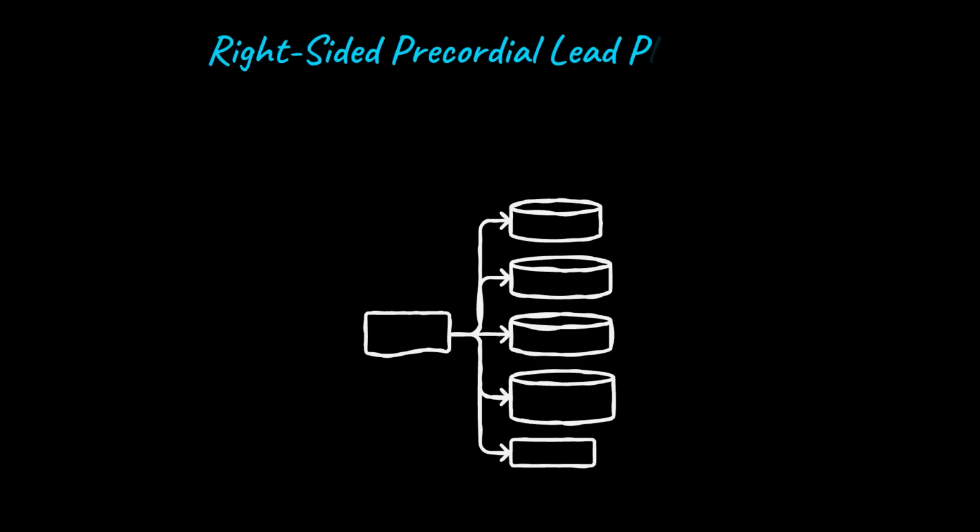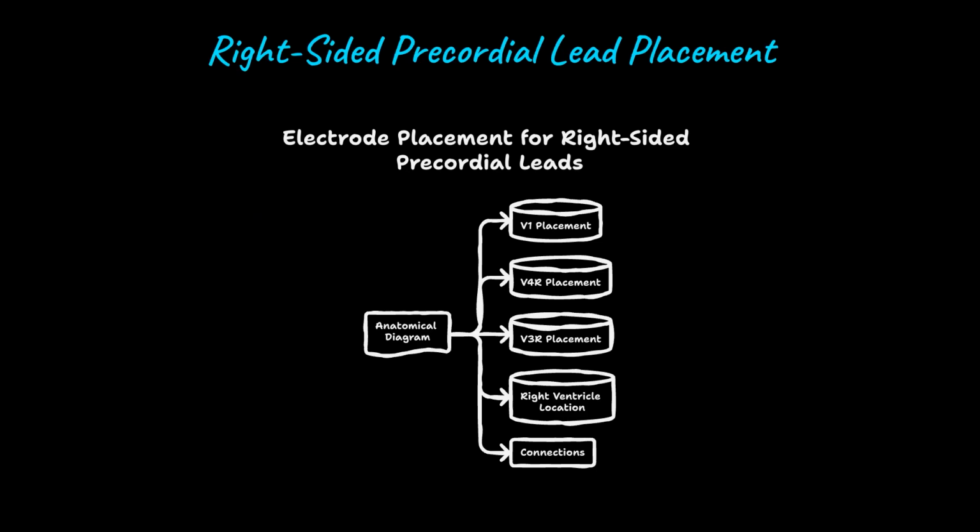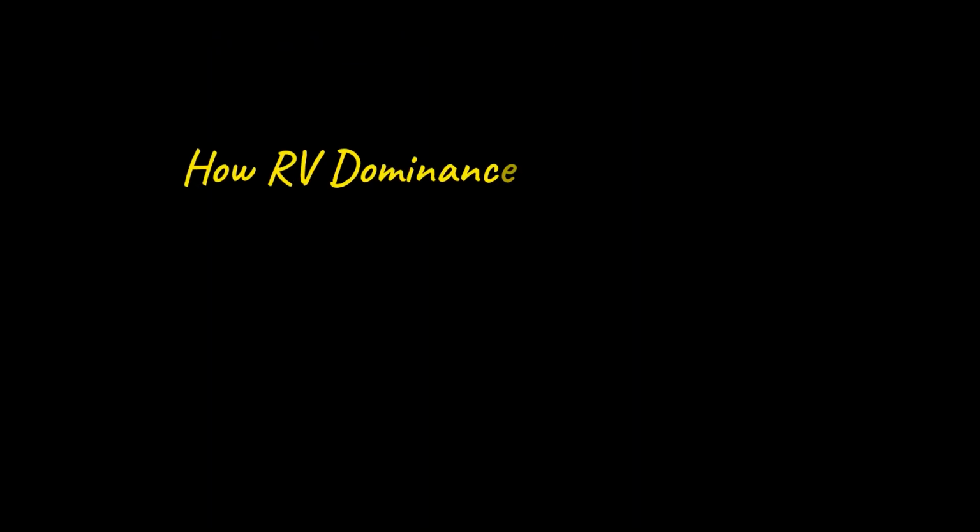Placement mirrors the left-sided precordial geometry. V4R sits in the fifth intercostal space at the right mid-clavicular line, the exact mirror image of V4. V3R falls halfway between V1 and V4. The same horizontal reference level used for the standard leads applies on the right side, so the additional leads integrate cleanly with the rest of the tracing.